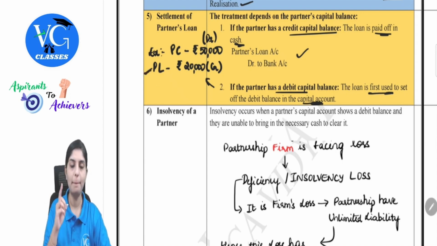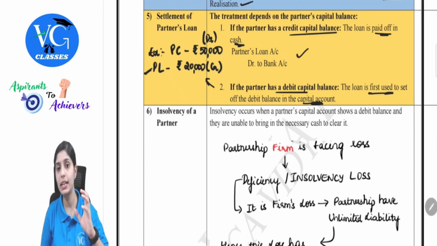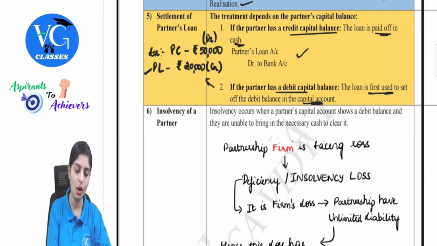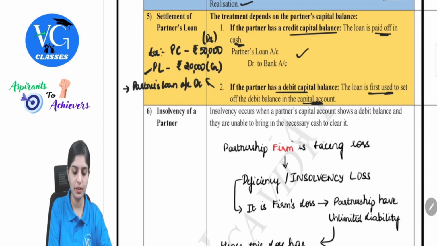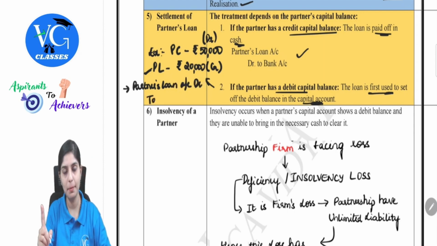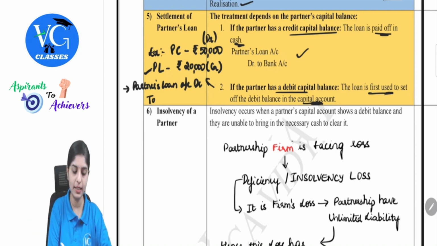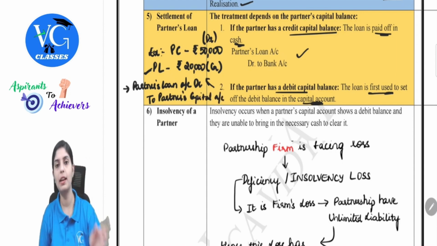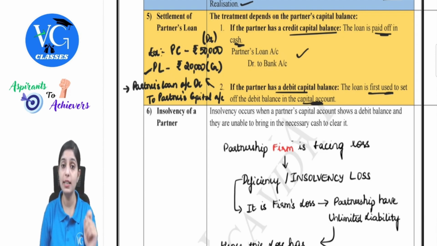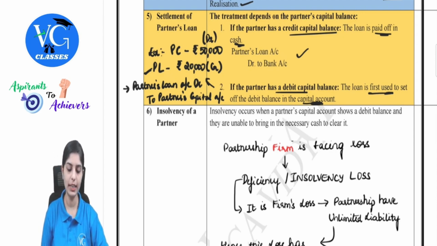So in this case, partner's loan will have a credit balance. If I have to use this towards capital, what will be the entry? Partner's loan account debit. So this will cancel his account. Partner's capital had a debit balance, so if I have to bring down the balance, I will credit partner's capital. This will be the treatment if partner's capital has a debit balance. This is very important when it comes to partner's loan. You will understand this in more detail when we take up the question. Is this fine? Yes. Next point.